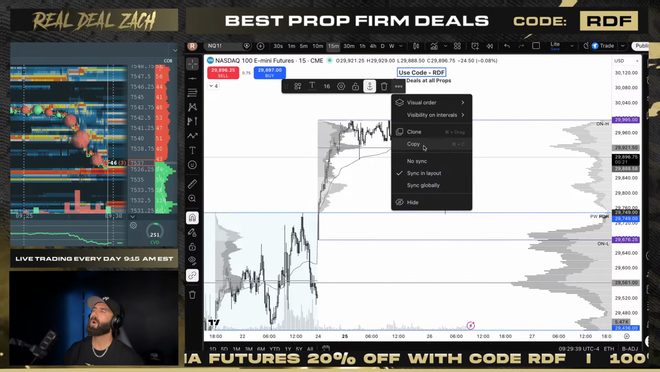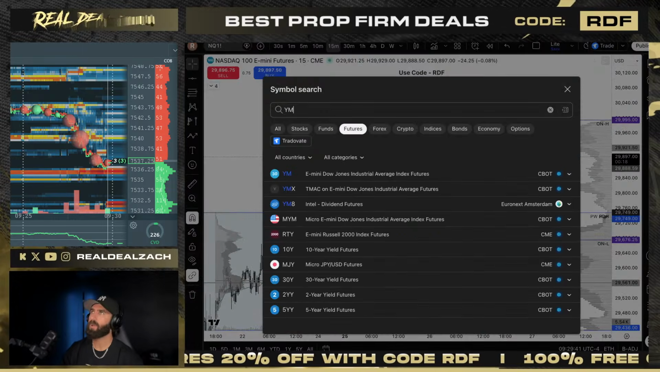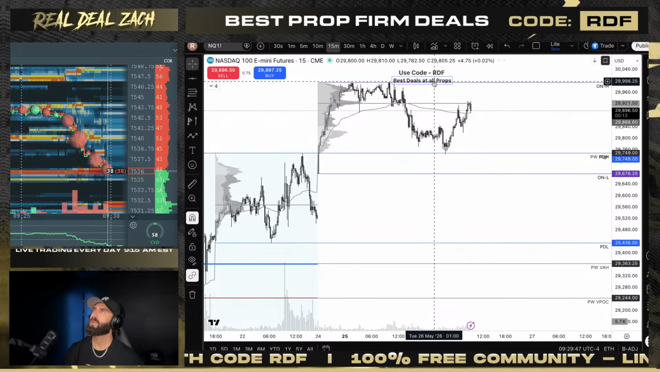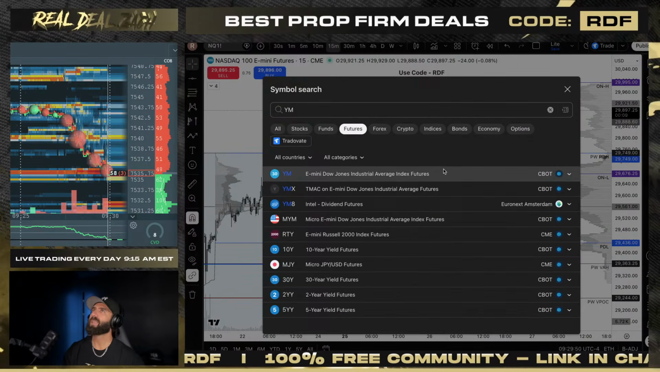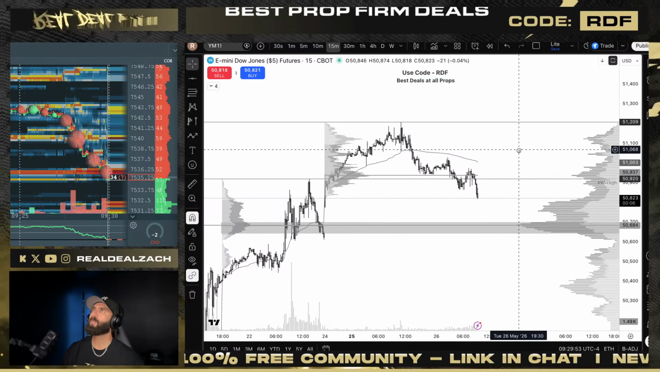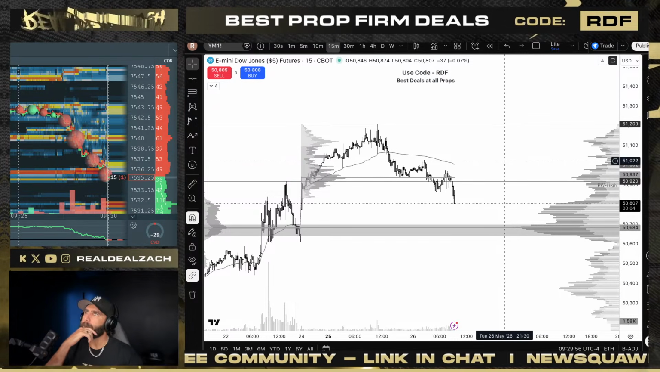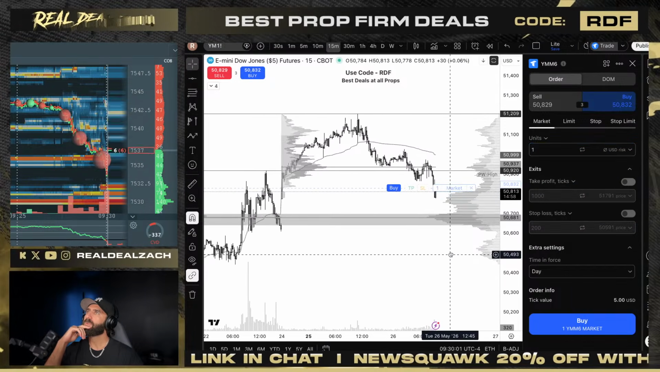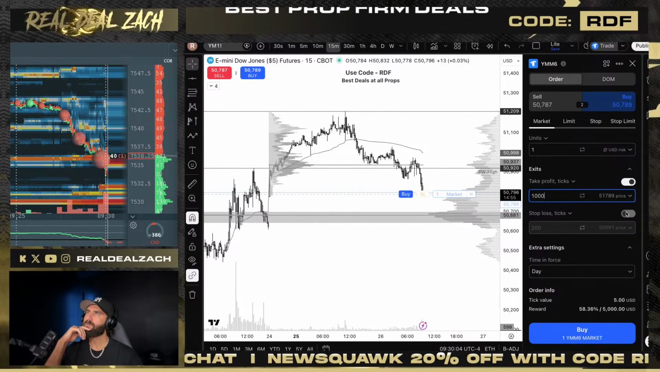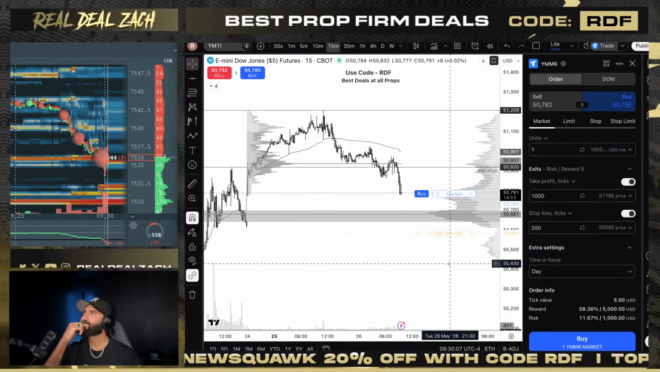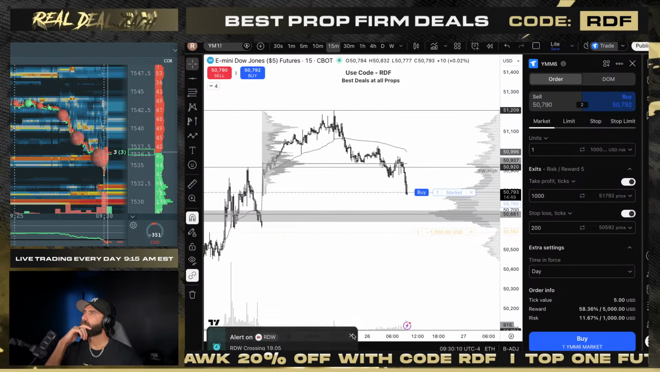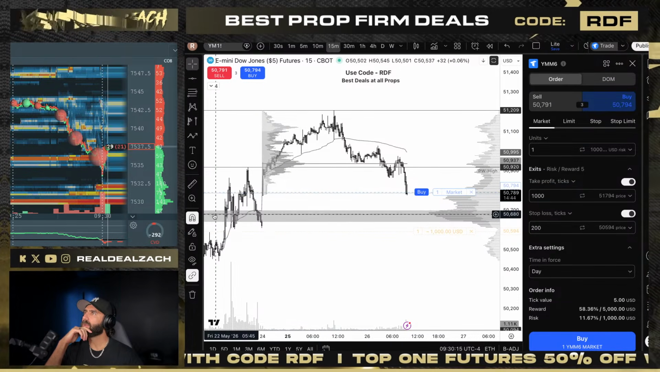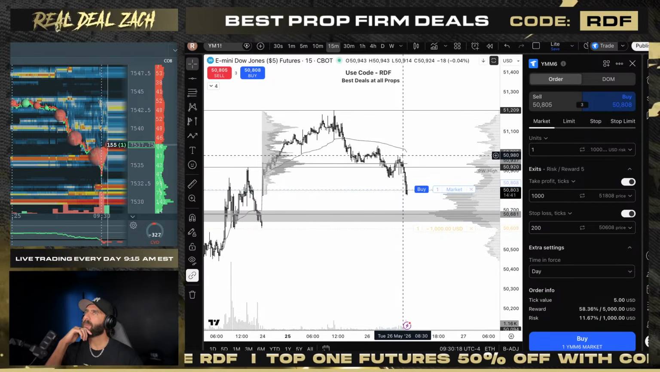What happened to my... oh, because I took all of the drawings and everything off of my YM. There we go. All right, guys. Coming into NYSE open. Let's see what we get. Again, looking at this zone for a potential long. Looks like we might head right there. Looking for a crack all the way down in here for a potential long on YM, back up towards VWAP.